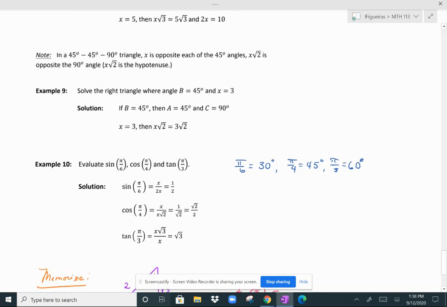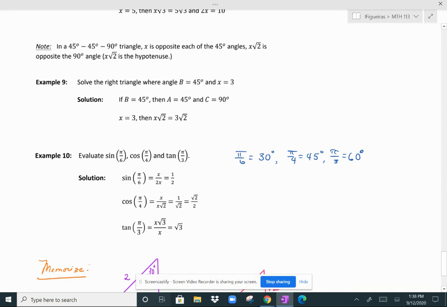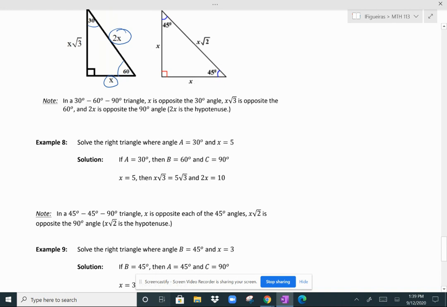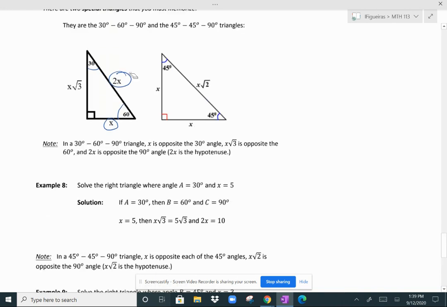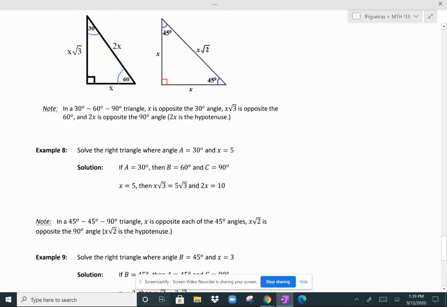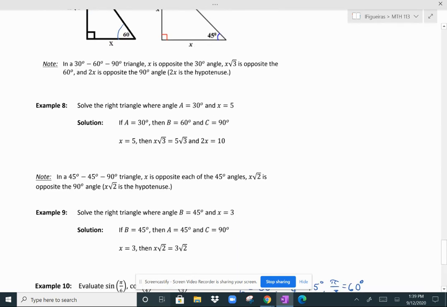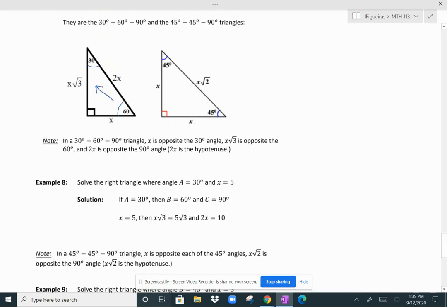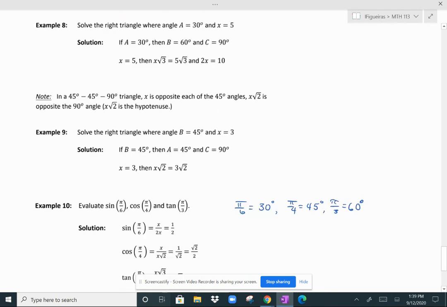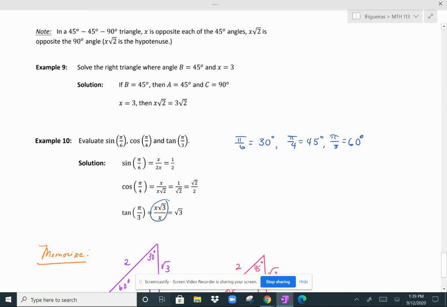And then tangent of pi over 3, well, that's 60 degrees. Tangent is opposite over adjacent. So again, if I could just look back here. I'm at 60 degrees right here, opposite over adjacent. So it's x root 3 over x. We'll see that in the next line, x root 3 over x, the x's cancel, and so the tangent of pi over 3, or 60 degrees, is root 3.